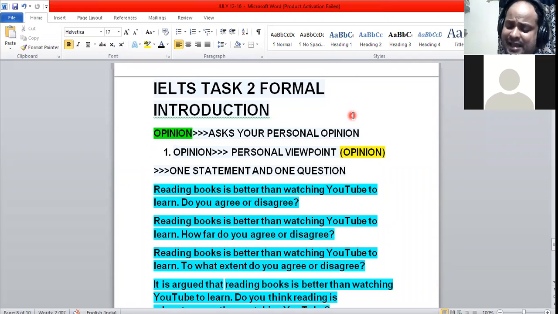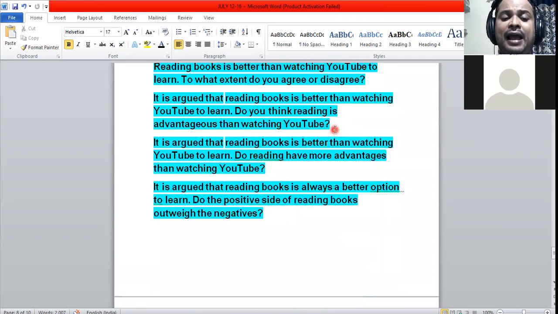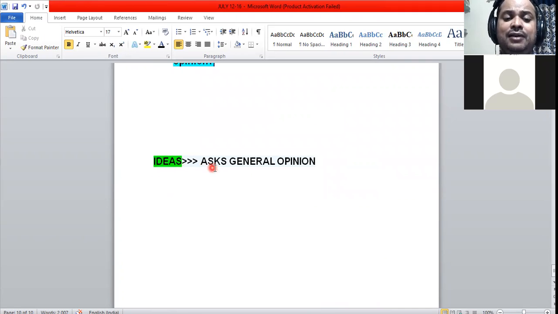Okay, so welcome back. In this, the first part of the IELTS Task 2 introduction, we were discussing some types of questions. I told in the previous session that IELTS Task 2 is divided into two main types of questions: opinion questions, where it asks your personal opinion, and ideas questions, which ask a general opinion. So that was the main categorization.